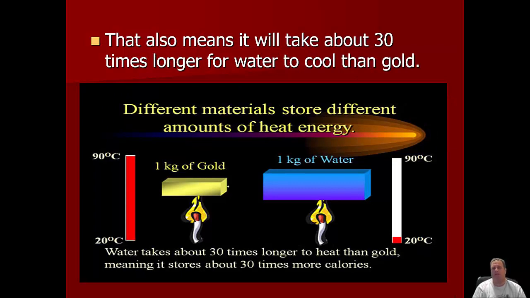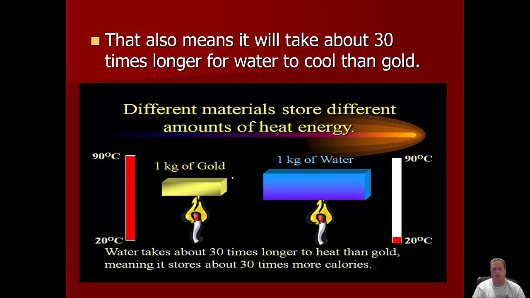This also means it's going to take that much longer to cool down, or we have to remove 30 times as much energy from the water as we do from the gold. So if we're removing energy at the same rate, right, so we are heating them, let's say we turned off the heat sources. Okay. It's going to take water 30 times longer to cool down.